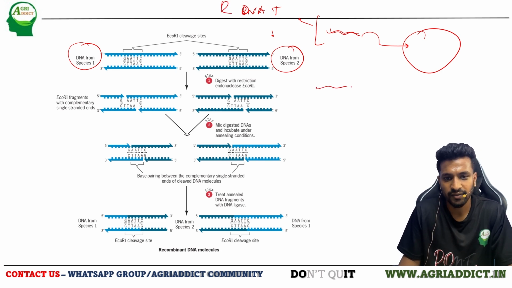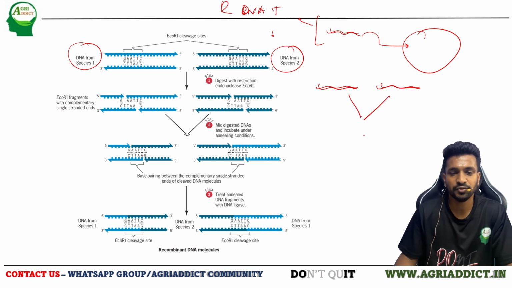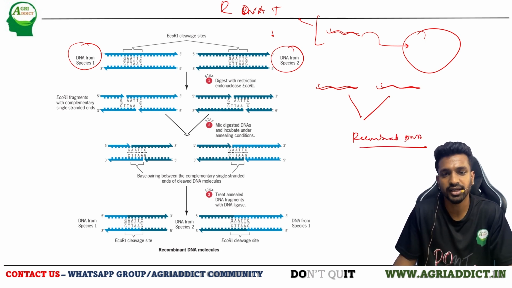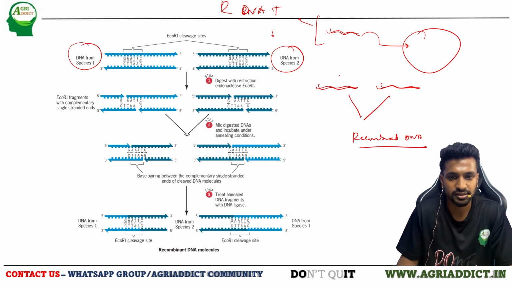Similarly, if we have two different DNA sequences or two different genes from two different species, we can recombine them to form a recombinant DNA. This is also under recombinant DNA technology. This can be clearly shown in this picture. So you can see there are two different types of sequence. One DNA is from species 1 and the other DNA is from species 2.